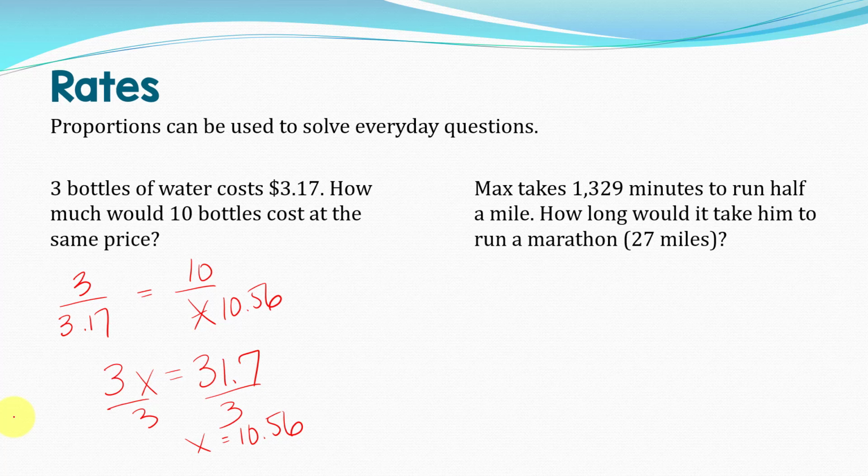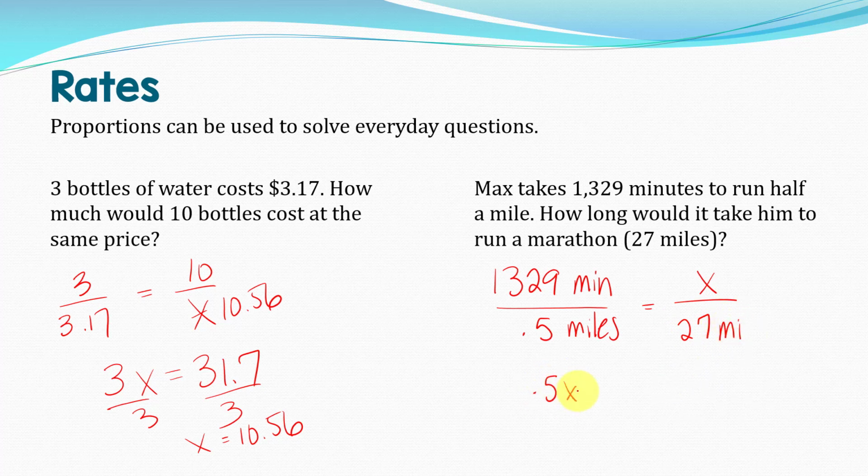That's pretty slow. I don't know if I left out a decimal when I copied this over, but to run half a mile, 1329 minutes for every 0.5 miles. How long would it take him to run 27 miles? Cross multiply. 1/2 x equals 27 times 1329.